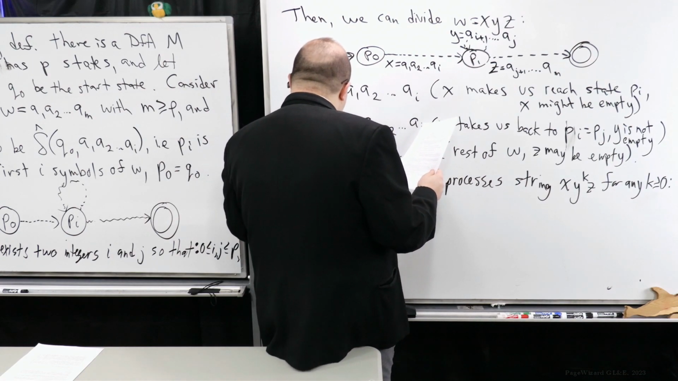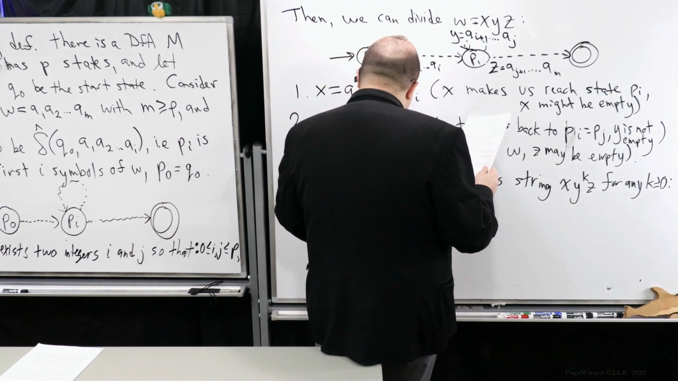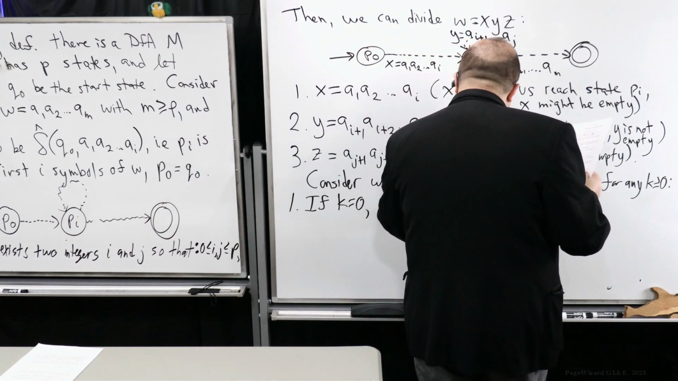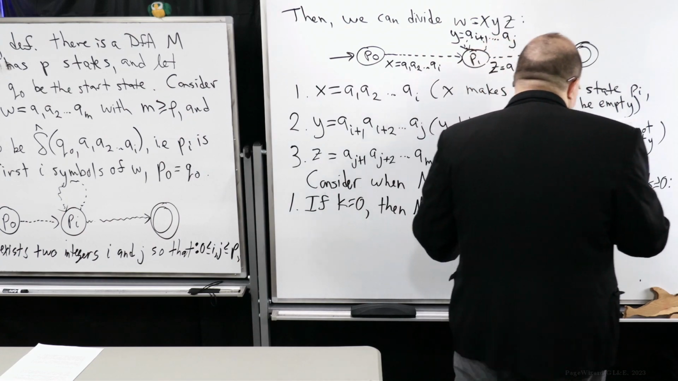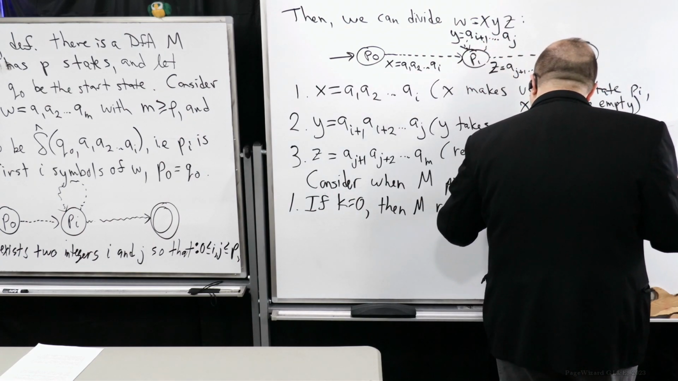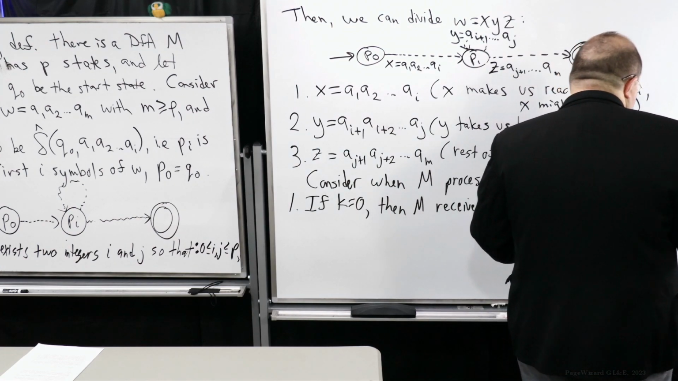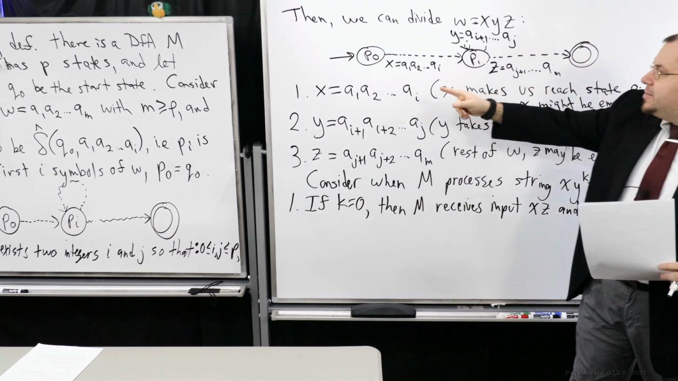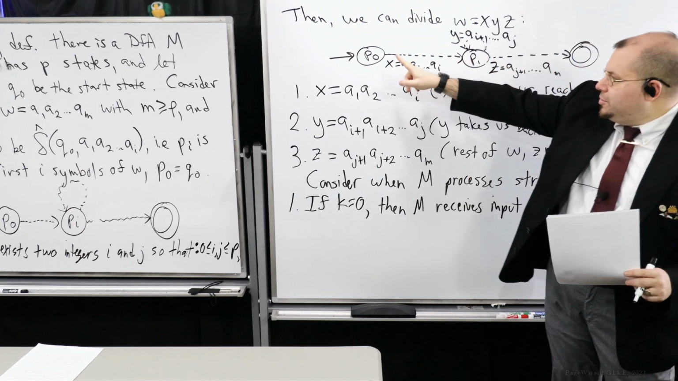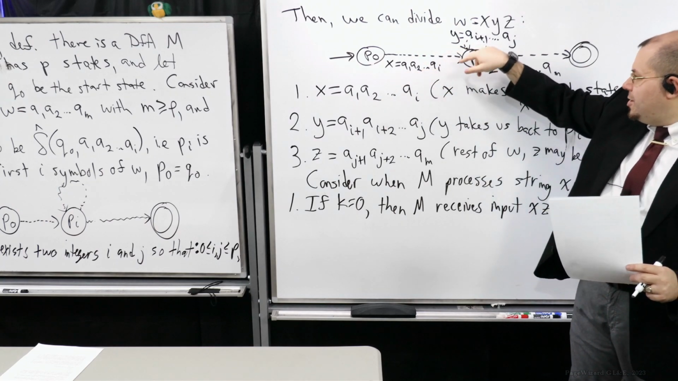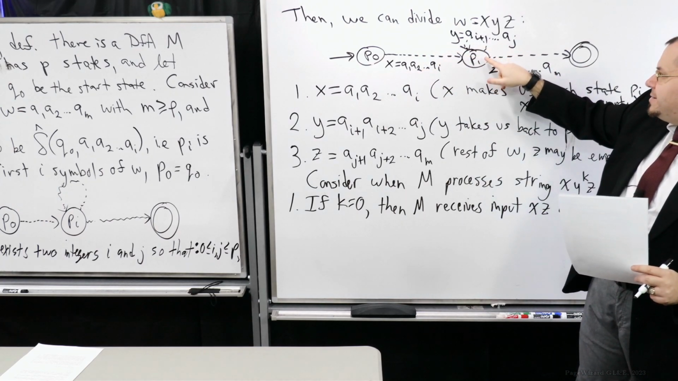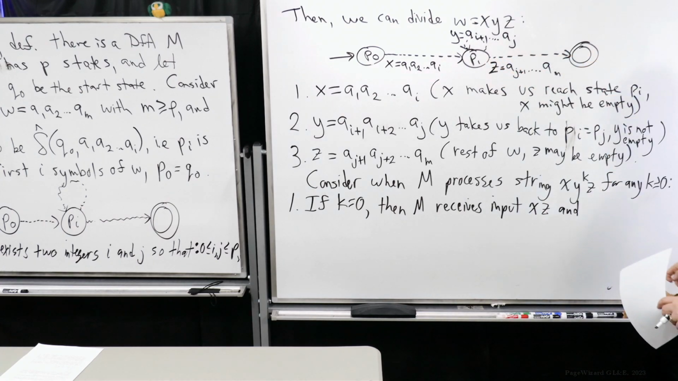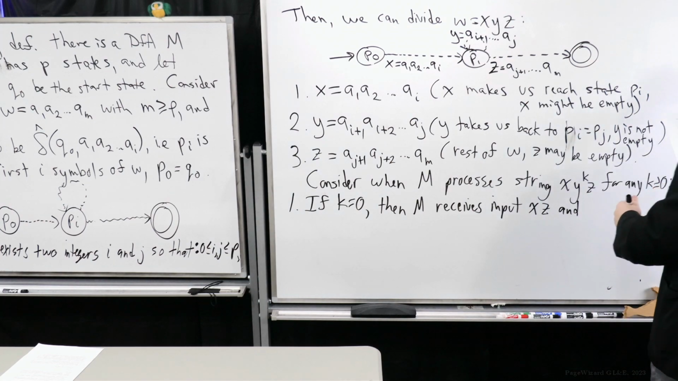So if k is equal to 0, then M receives input xz. And what does it do? Let's follow with our finger. If I give you xz, it goes boop. It follows all the way along, gets over to pi, and since there's no y part, it goes all the way to the final state. And that's what's going to happen when k is equal to 0.